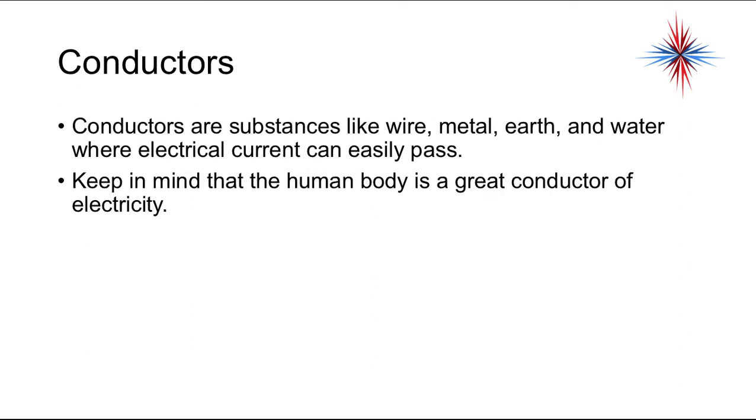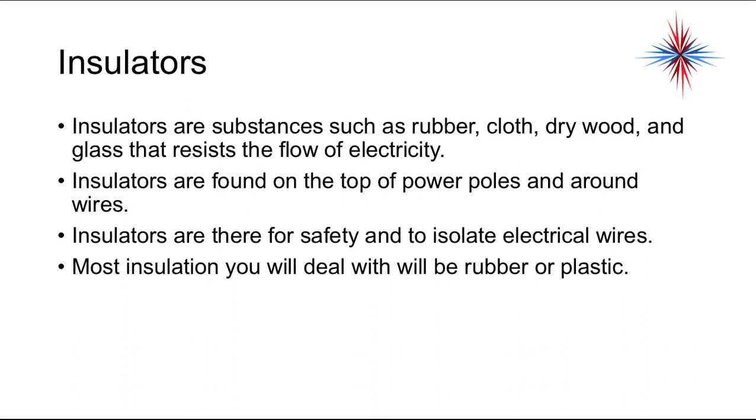So let's start with the conductor. Conductors are substances like wire, metal, earth, and water where electrical current can easily pass. Keep in mind as you go through your career that the human body is a great conductor of electricity. So be careful. Insulators are substances such as rubber, cloth, dry wood, and glass that resist the flow of electricity. Insulators are found on the top of power poles and around wires. Insulators are there for your safety and to isolate electrical wires. Most insulation you will deal with will be rubber or plastic.